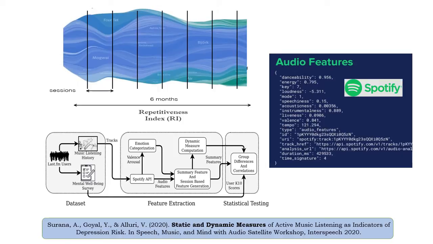Here it was found that those who are at risk, they have much more repetitive or ruminative listening patterns, and they have a high inertia associated with sadness. That is, they tend to remain stuck listening to negatively valenced music.